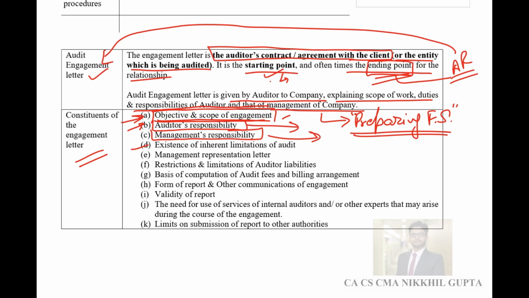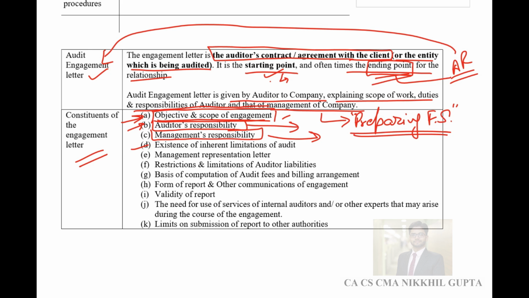1-2 transactions can be tested. This is known as test check, which is also known as sampling. Now sampling comes with its own problems. The problem is that sampling in itself has a limitation: the samples which are not picked run a big risk of being erroneous or being mistaken. So the auditor is running a risk of expressing an inappropriate opinion.